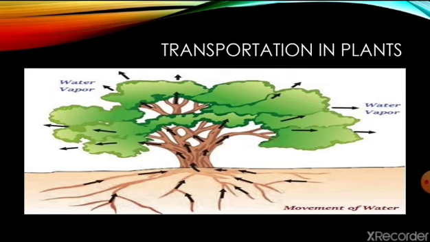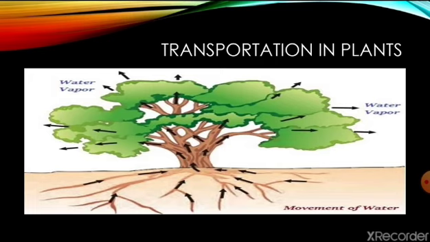Now, three processes are interconnected in transporting water and mineral salts. They are the pressure exerted by the root, that is, absorption of water and minerals. Second one, ascent of sap or upward movement of water through the xylem and the tracheate vessels. The third one, transpiration. So, as transpiration occurs, there is a suction pull caused by the transpiration, and hence upward movement of water takes place.